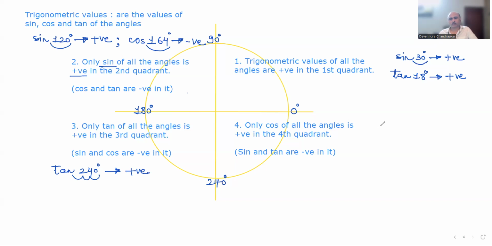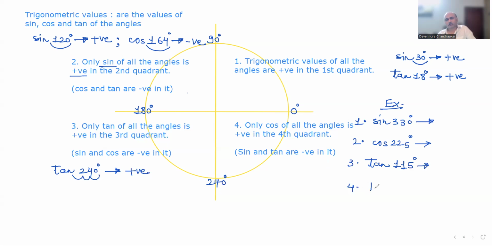So now I am giving you an exercise. Do this exercise, all of you. I'm just mentioning the angles. First, sine of 330 degrees. Don't write your answers here. You have to send me in the chat window, solving it and sending all the answers in one message only. Second, cos of 225 degrees. Third, tan of 115 degrees. Fourth is tan 330 degrees.